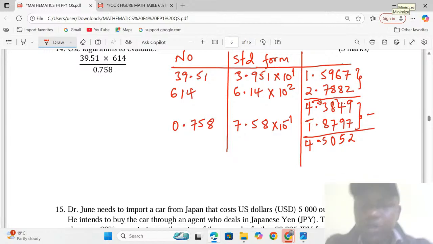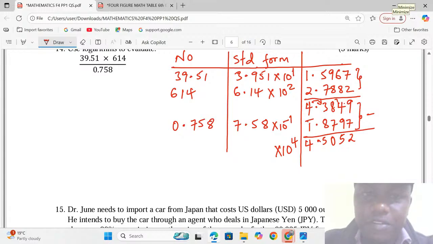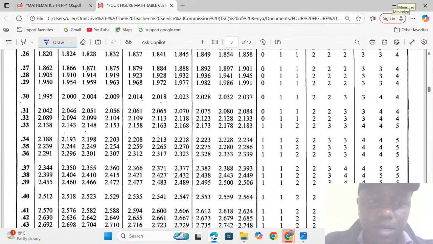From this point now, we should find the anti-log. For the final logarithm to be having 4 on the characteristic part, it means there is a 10 power positive 4. That is why the logarithm is 4 point. Then after this, we can talk about the antilog of 5052. Let's check that. Shift log, the antilog of 5052.